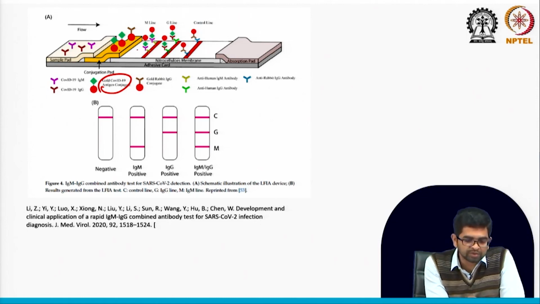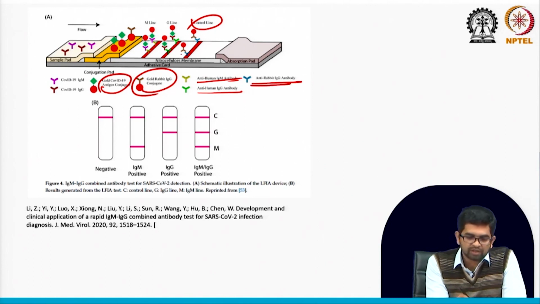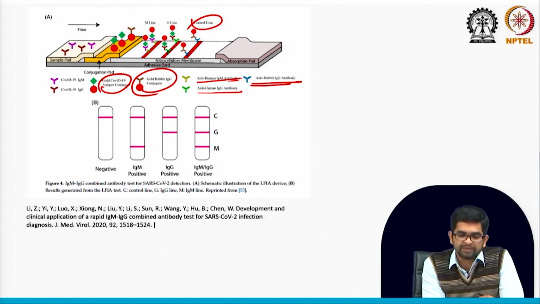So here we use gold COVID-19, some antigen COVID-19 already conjugated to gold nanoparticles, and gold rabbit IgG, which is also a conjugated one, and you can see in this image that it is just for your control line test. So the anti-human IgM and anti-human IgG are all used for the control test, and all these antibodies are used for the test region and control region. We just want to detect IgM and IgG.